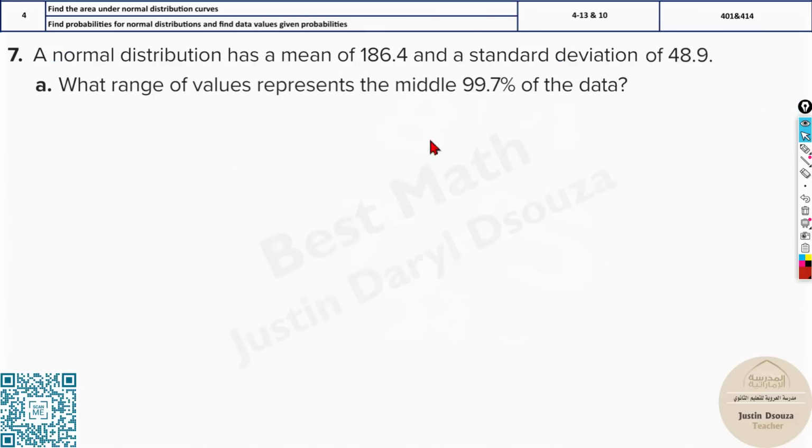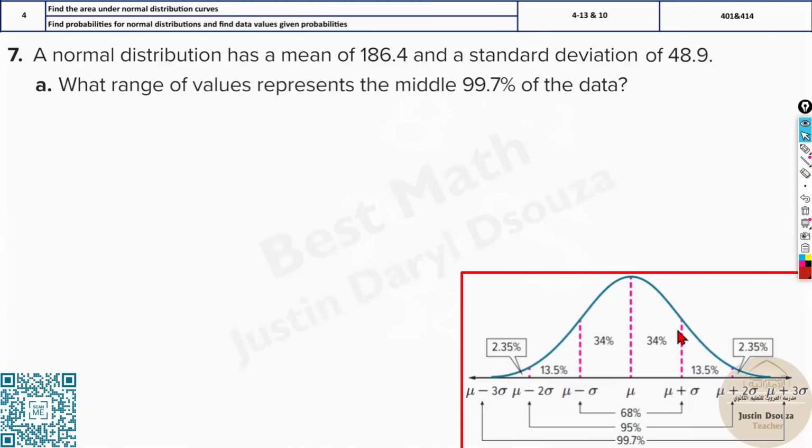Now they have told us about a normal distribution that has a mean of 186.4 and a standard deviation of 48.9. What range of values represents the middle 99.7%? You need to know the normal distribution curve. Let's just look at it. This is the normal distribution curve.